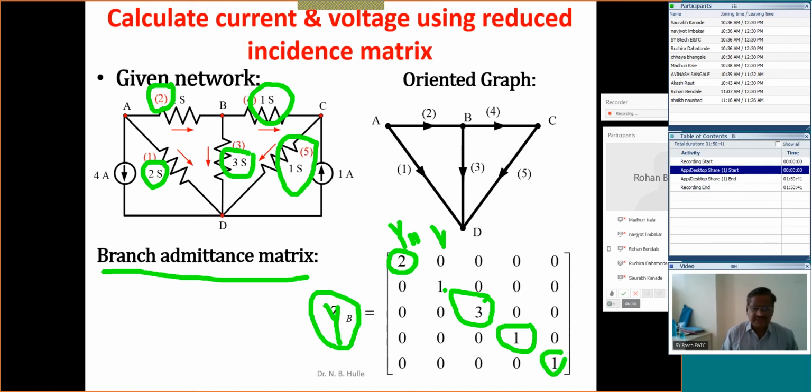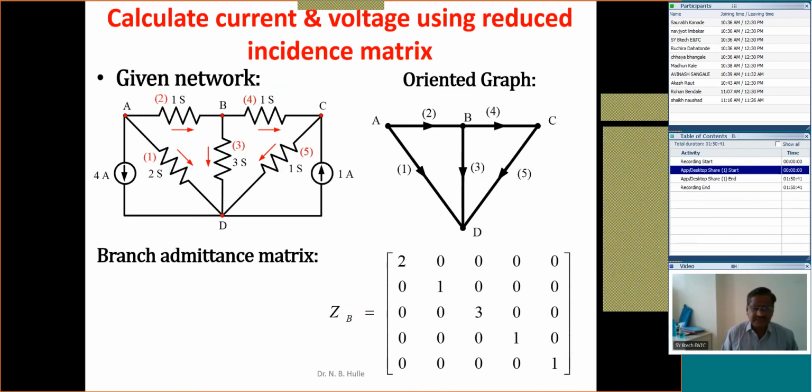Here, in this case, the remaining entries will be 0, because branch number 1 is not common with branch number 2. That is applicable to the loops or meshes. But here we have only the diagonal elements in this particular case, and all remaining elements will be 0. Is it right? Are you getting me? How to prepare this YB? It is not the ZB. How to prepare this YB? It is very simple. Hardly it will take less than 10 seconds to prepare this particular matrix.